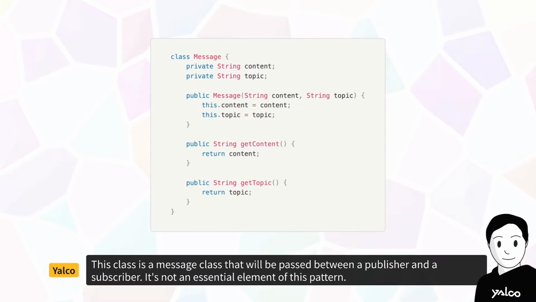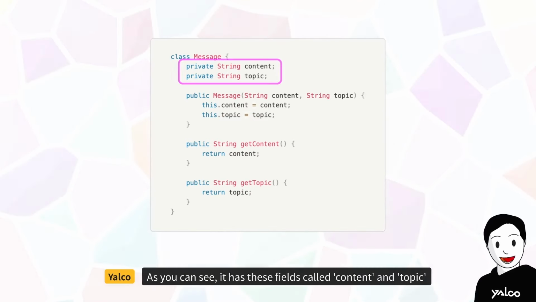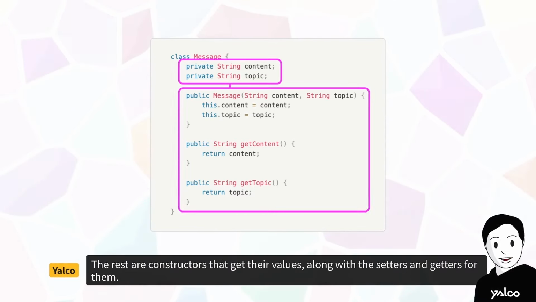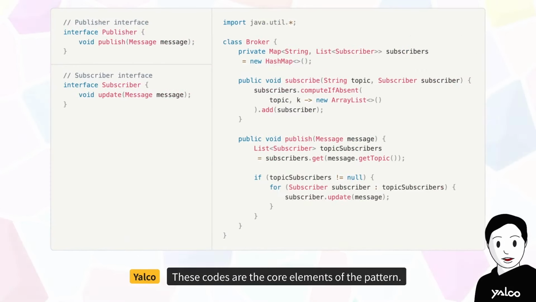Let's look at the code. This class is a message class that will be passed between a publisher and a subscriber. It's not an essential element of this pattern. As you can see, it has these fields called content and topic. The rest are constructors that get their values, along with the setters and getters for them. These codes are the core elements of the pattern.